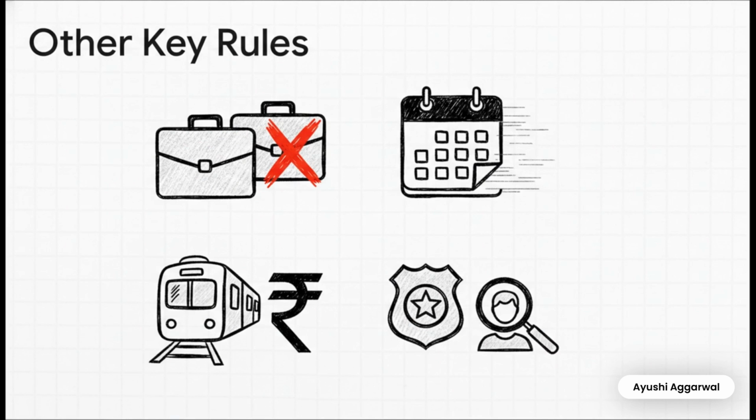First, this is a full-time engagement, which means you can't take up any other job alongside it. For leave, you get 1.5 days per month, but you can't carry it forward. One good thing is that if you go on an official tour, you will get TA/DA for that. And yes, a police verification is mandatory before joining.